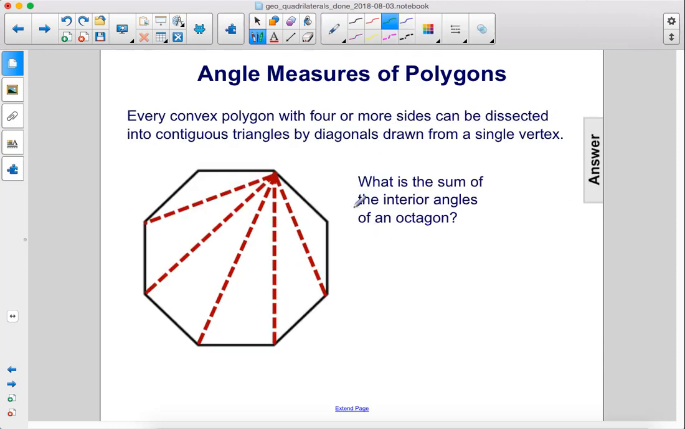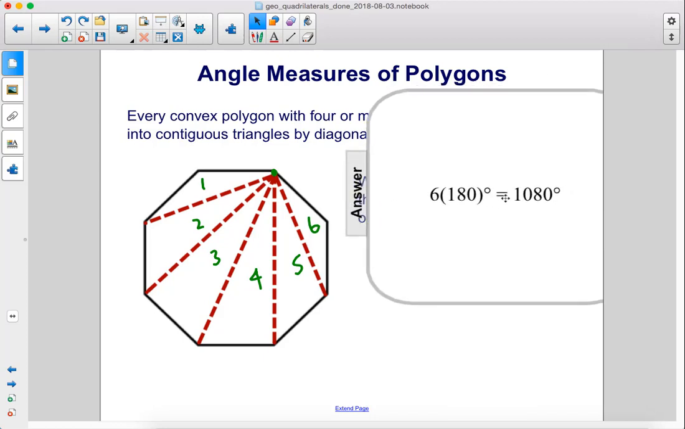What is the sum of the interior angles of an octagon? All right, so here we have 8 sides, so we have a single vertex. We draw our diagonals, all possible diagonals. How many triangles do we have here? 1, 2, 3, 4, 5, 6. So 6 times 180 gives us 1080 degrees.